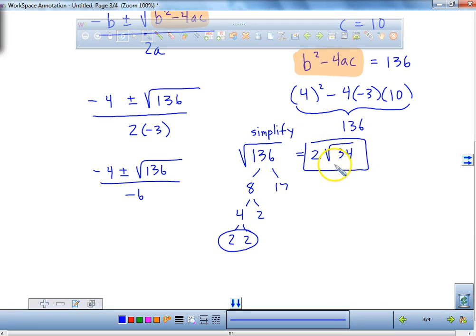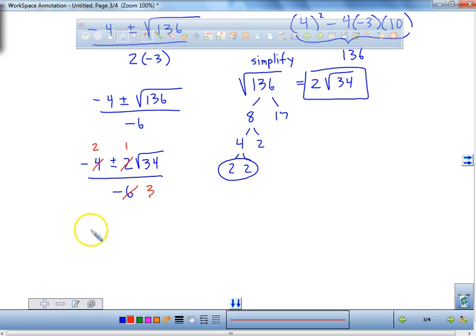This simplifies to this. Okay? So negative 4 plus or minus 2 radical 34 all over negative 6. Now you think you'd be done? You're right, but you can divide everything by what? So I'm going to slash that off and put a 2. Slash that, put a 1. Slash that, put a 3.